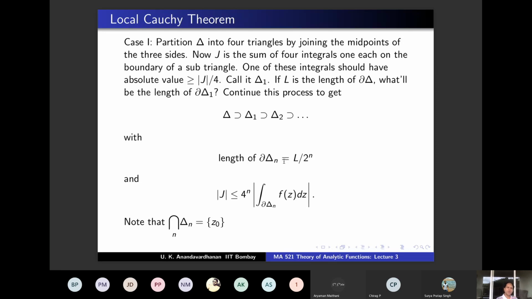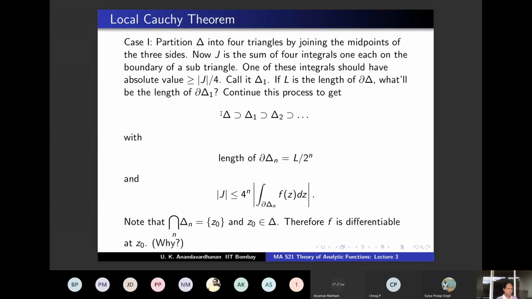And this singleton point Z0 is in your delta, again by compactness. Delta contains this point. So you have got a Z0 in delta. Now we are going to argue using this Z0 that we have got with this construction. It's a beautiful argument. This is the observation. F is differentiable at Z0. Can you quickly tell me why?